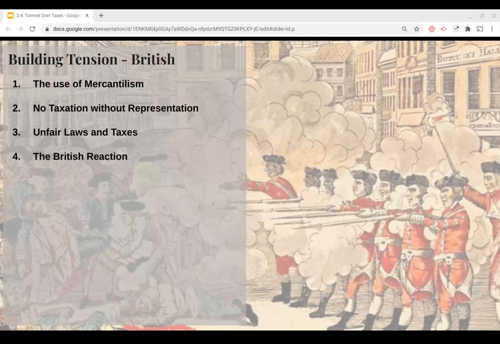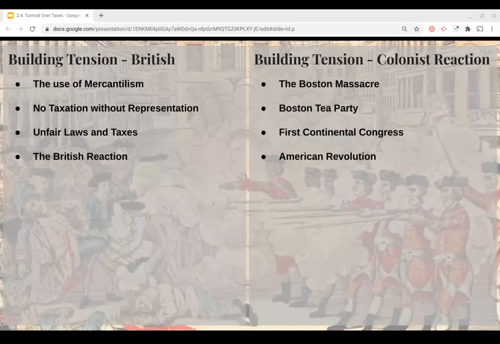Then you have a series of laws and taxes that are viewed as unfair by the colonists, and then you see this British reaction when the colonists push back by smuggling or protesting in some way, shape, or form. Then the tension gets built even further. The colonists react. You have a protest in Boston that leads to what's called the Boston Massacre, where essentially a group of younger Bostonians are protesting the taxes in front of a government building, and British soldiers open fire on these protesters, and it is seen as a horrible thing by the colonists.